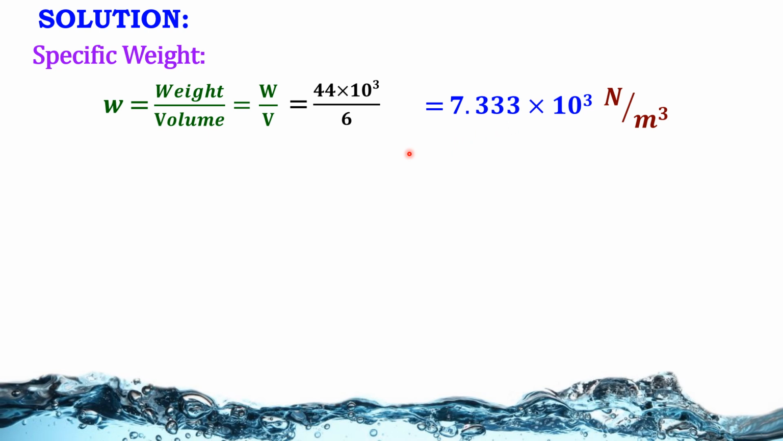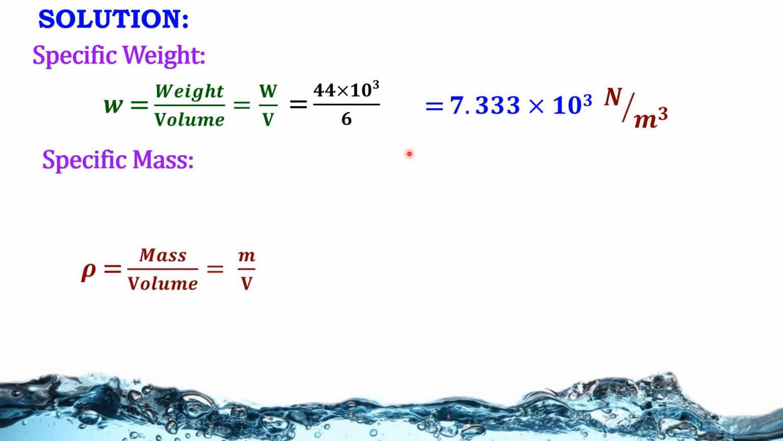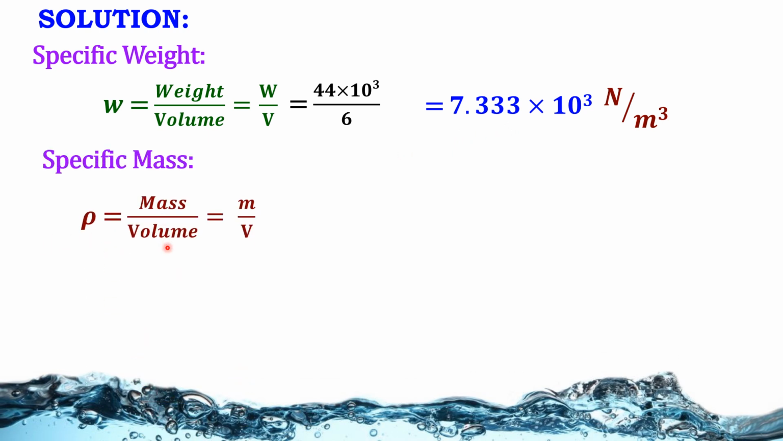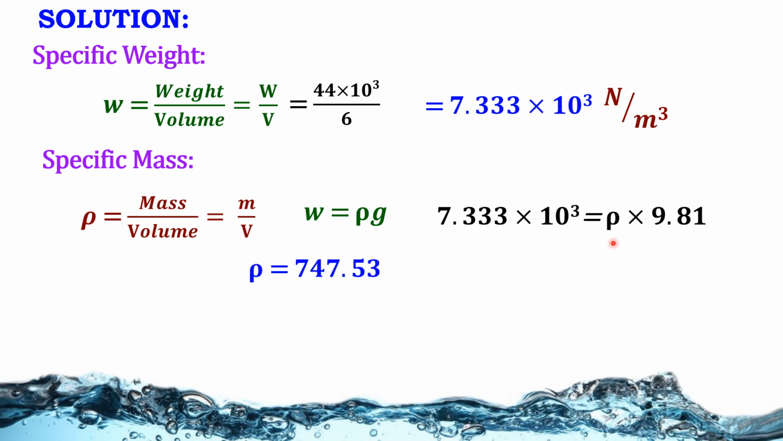Next, they asked us to find mass density. Mass density is given by mass by volume, M by V. So I'm not having the mass data over here, so I'm going for another formula. We know that specific weight is equal to density into acceleration. I have my specific weight as 7.33 into 10 to the power 3 and I know my acceleration as 9.81. So on substitution, I get density as 747.53 kg per meter cube.